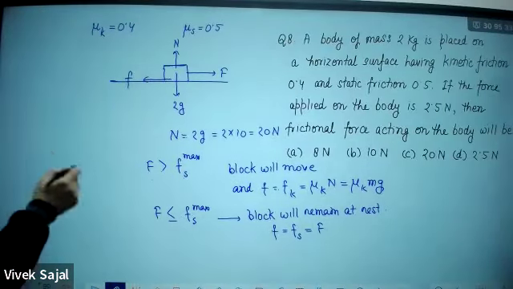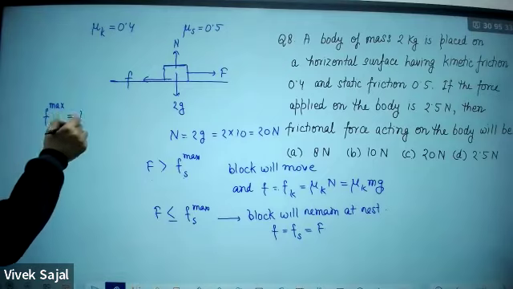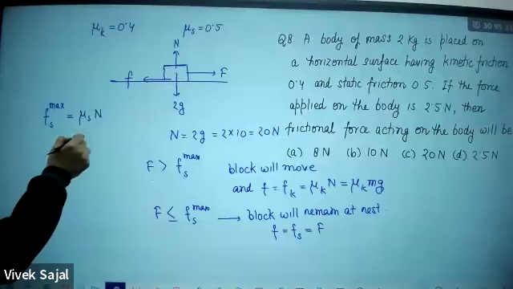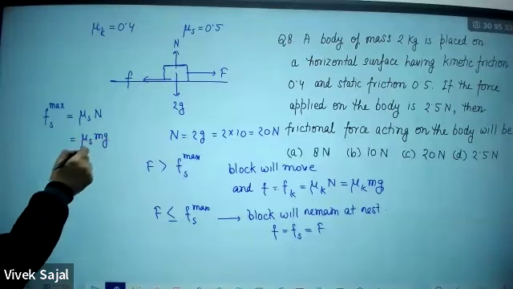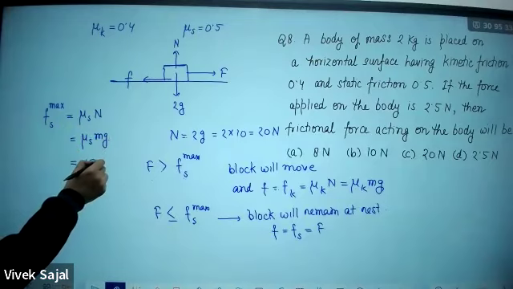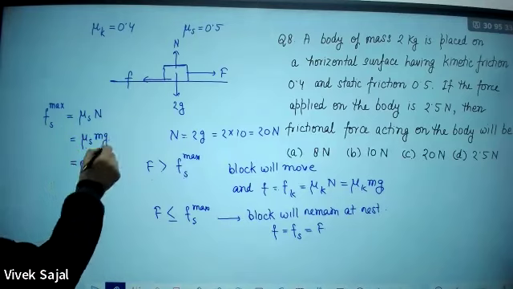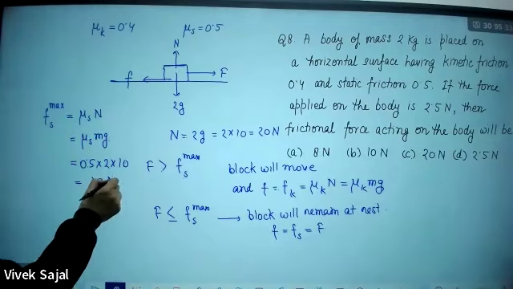So first we have to find out Fs max. You are aware that Fs max will be mu s into N, so this will be equal to mu s mg. So mu s is how much? This is 0.5. Mass is 2 kilograms and g is 10. So this will be 5 into 10, 10 Newton.